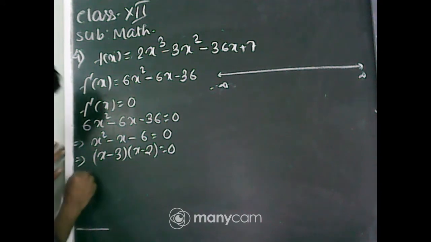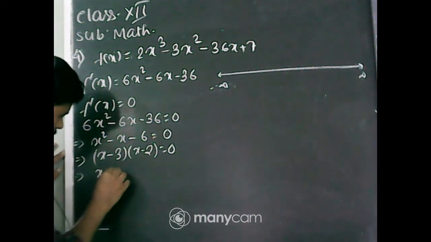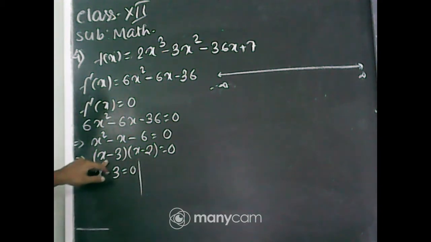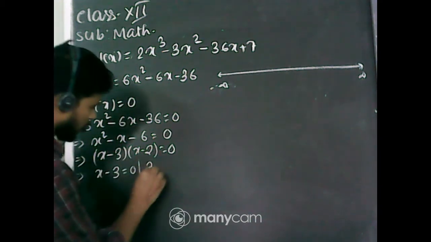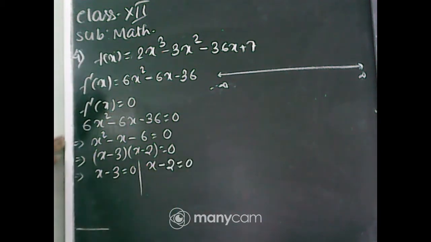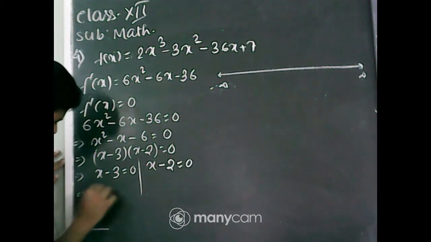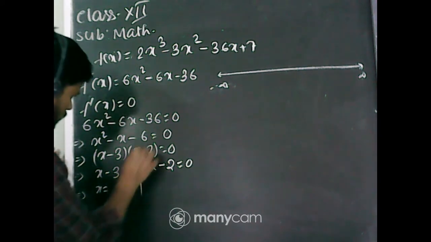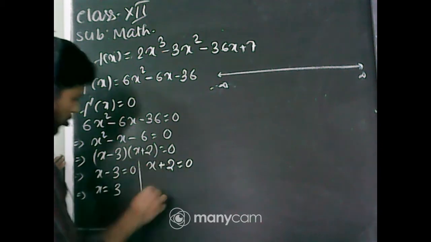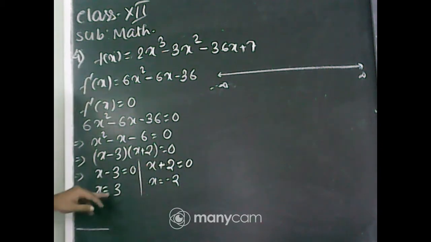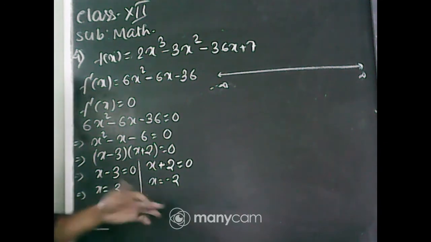So the critical points are, one we get from equating the first term with 0, and another critical point we get from equating the second term with 0. Okay, so from the first term we have x is equal to 3. From the second term we have x is equal to minus 2. So x equal to 3 and x equal to minus 2 are the critical points.